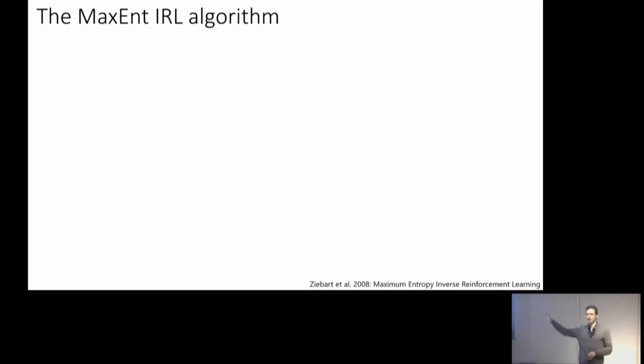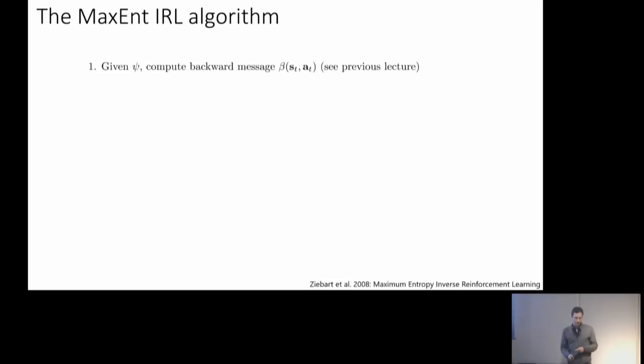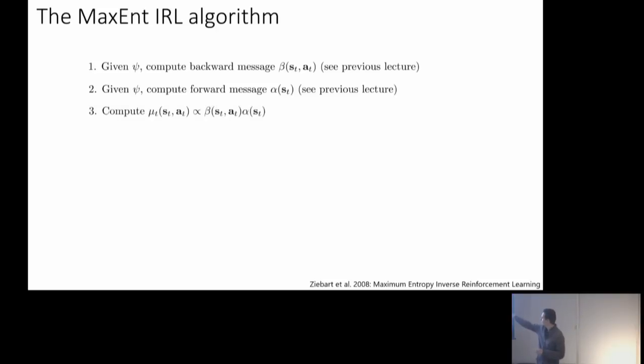So from this, we can actually write out the classical maxent inverse RL algorithm, which is an algorithm that we can actually use to learn reward functions in situations where the number of states and actions is small enough for us to be able to sum over all of them. So we start off with some initialization for psi, which could just be initialized randomly. Then we're going to compute the backward messages, beta of st, at, which we can do using the methods described in the previous lecture on Wednesday. Then we're going to compute the forward message, alpha of st, again, as described in the lecture on Wednesday. Then we're going to compute mu by multiplying them together and normalizing.